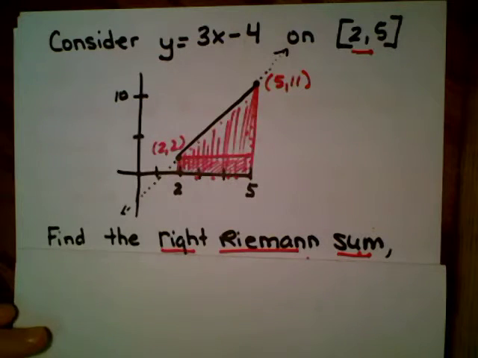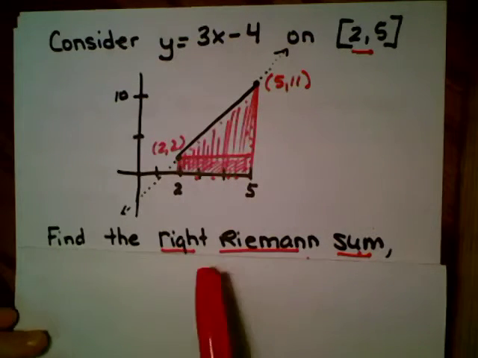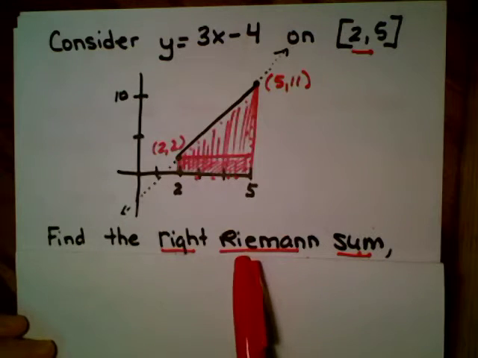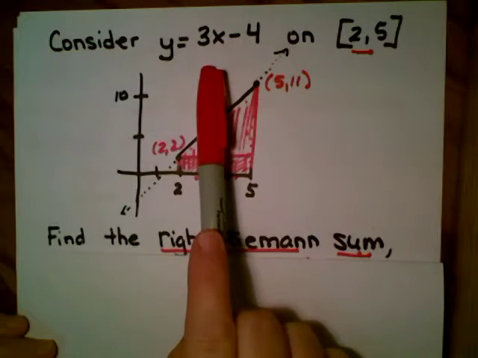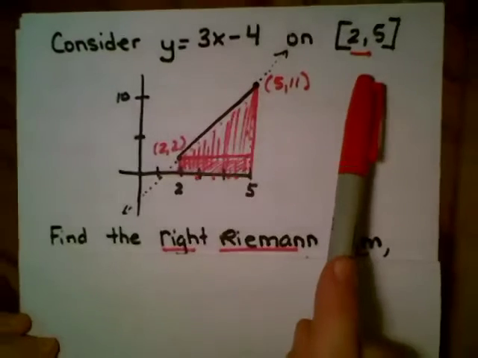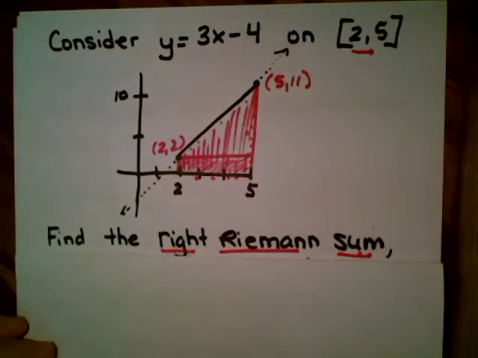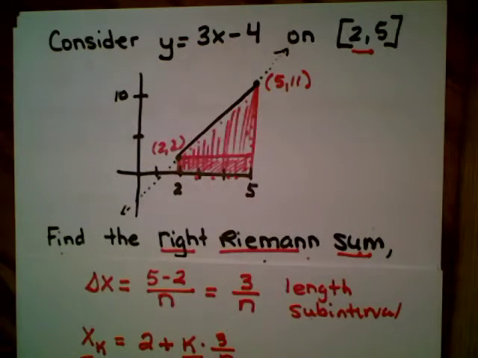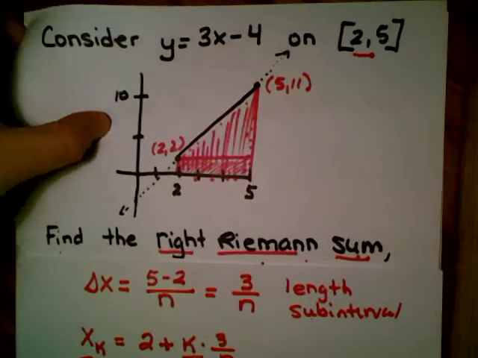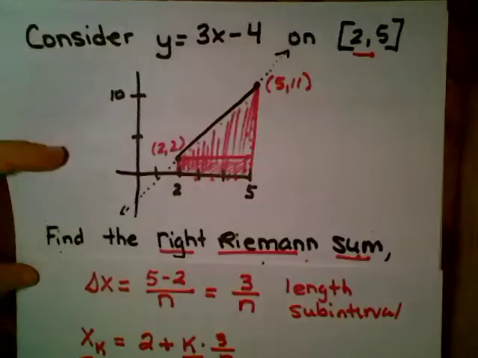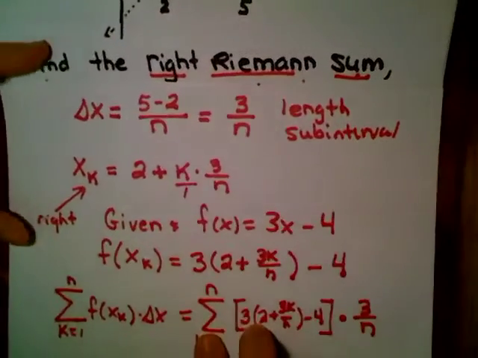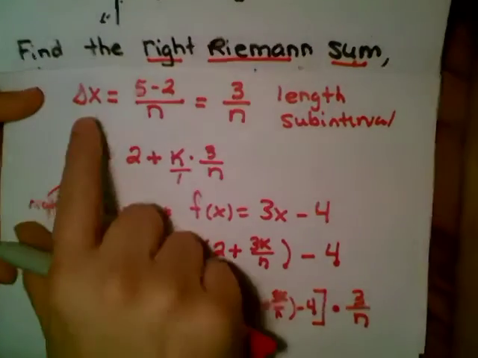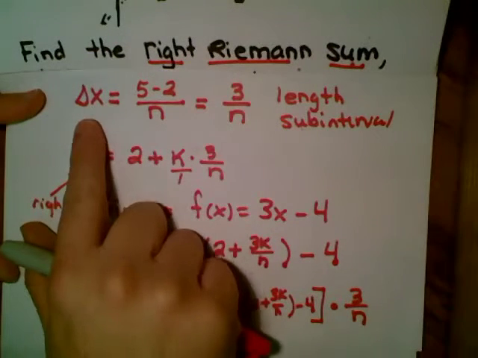Welcome back, this is part 2 of a right Riemann sum example. We had our linear function 3x minus 4 on the closed interval 2 to 5, and we had already calculated the summation notation for the right Riemann sum. And to remind you of that, we had calculated delta x is 3 over n.